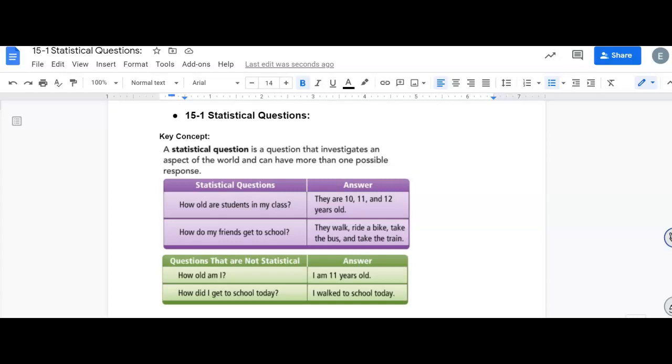Okay. Now, this is not a statistical question. If I read this, how old am I? I'm X years old. How many answers do I have? 1. You read that yourself. I am Jacob. How old am I? I am 13. That's my age. Okay, there's one answer. Does that make sense?